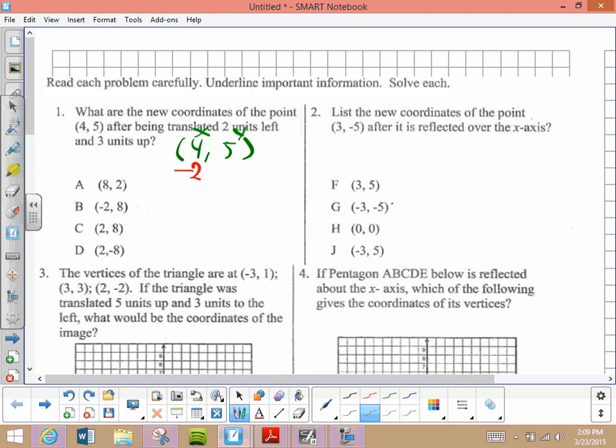And then it says, and 3 units up. What am I doing? I'm adding 3 to which one? The y value, right? Because that's the one that goes up. And watch what happens. 4 minus 2 is 2, and then that would be 8. And now you get your new coordinates. That's simple, right? You can do that with every translation, meaning you're going up and down. It tells you exactly what to do.